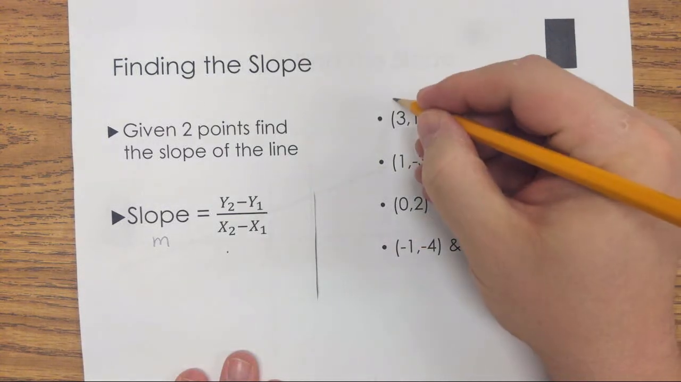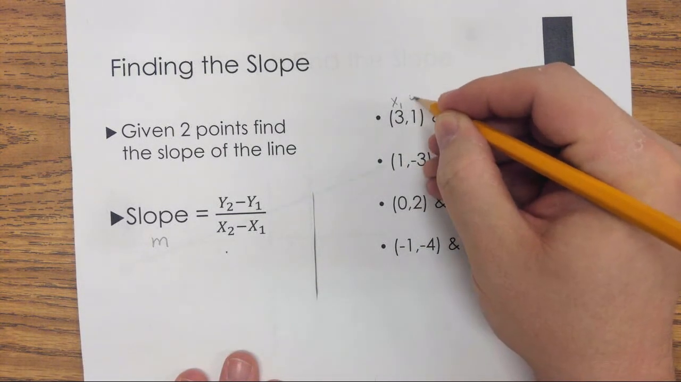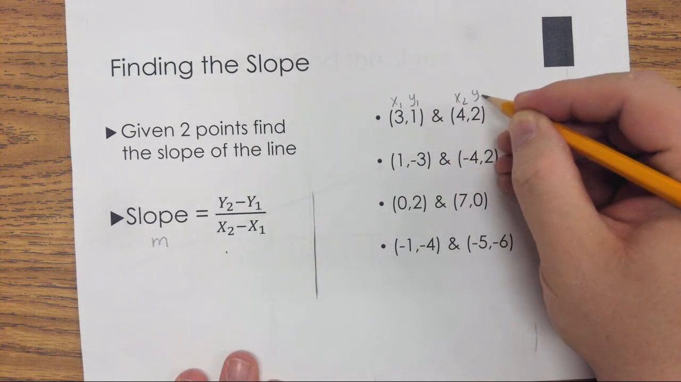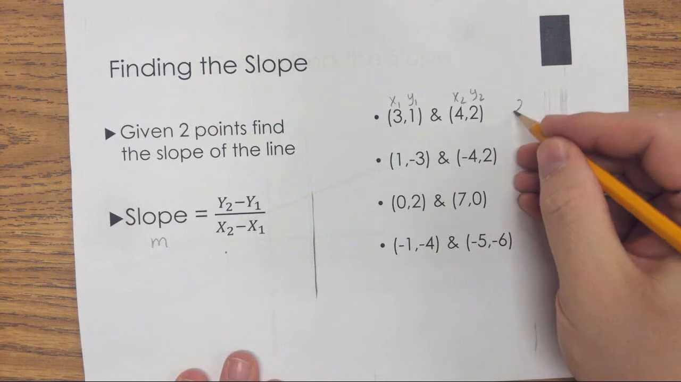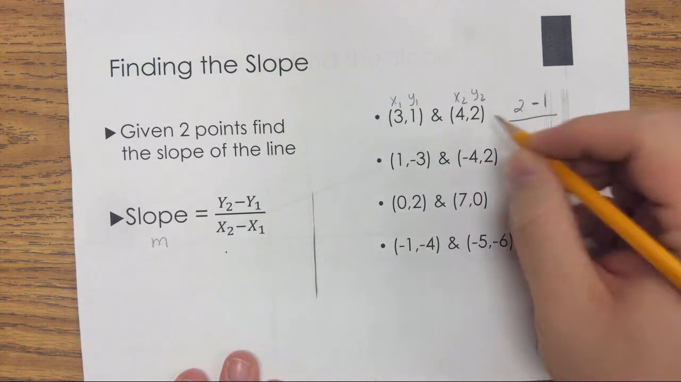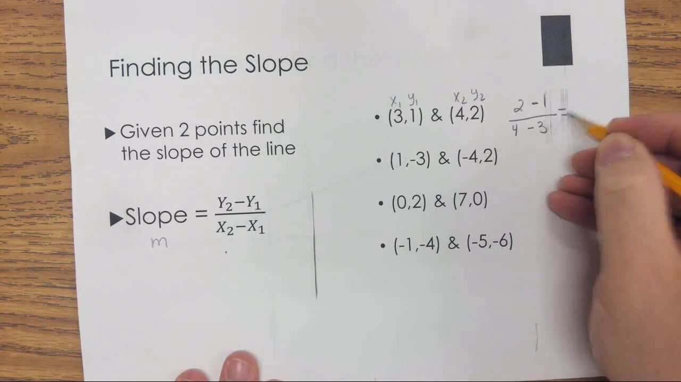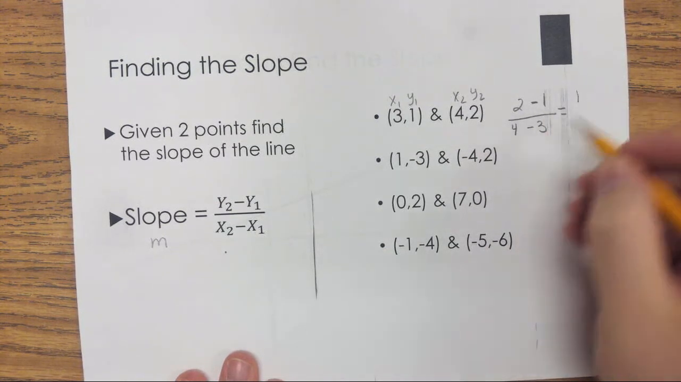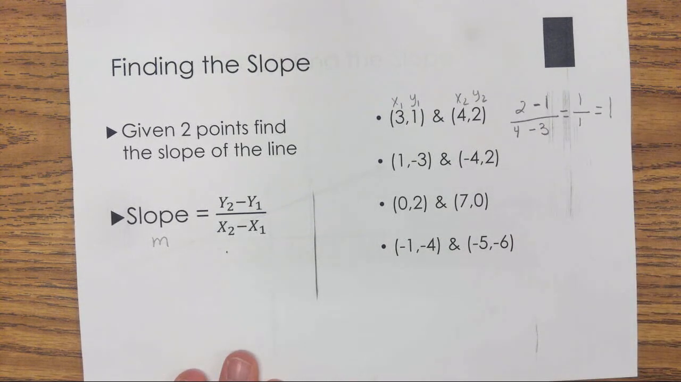Alright, so this is x1, this is x2, this is y1, this is y2. I'm just plugging them in. So I take 2 minus 1 over 4 minus 3. 2 minus 1 is 1. 4 minus 3 is 1. The slope is 1.